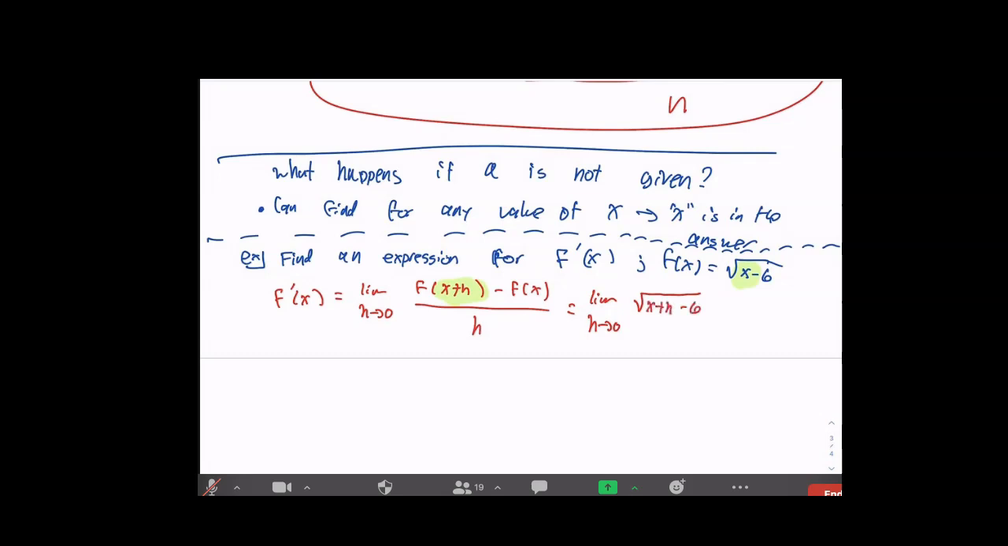Boom. Minus the square root of f of x. I literally copy over f of x. So what is f of x? Hint, it's x minus 6. Yep, all over h. And this is what those problems are asking your answer to look like. You do not need to simplify. That is the derivative of that function, the square root of x minus 6.